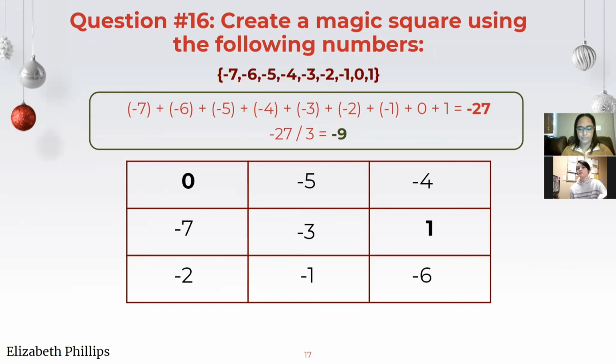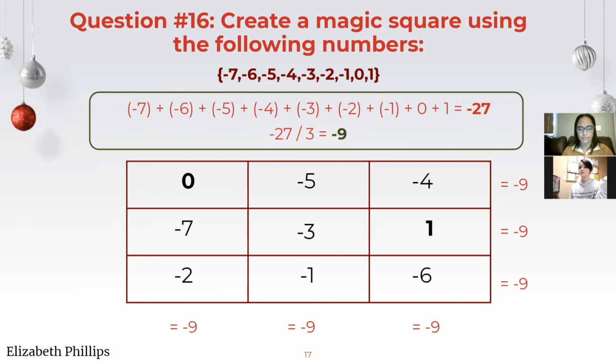So once we get these numbers, we can do a quick run through just to double check they're right. So 0 plus -5 plus -4 is -9. -7 plus -3 plus 1 is -9. -2 plus -1 plus -6 is -9. And you can do the same thing for -4 plus 1 plus -6, and then for that next row and that next row, or column.